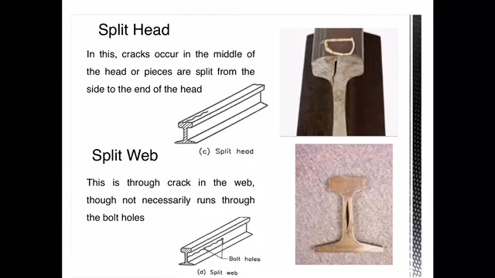And the next is the split head. Here, in the head portion, the cracks occur in the middle of the head, or pieces are split from the side to the end of the head. Such cracks we call the split head. The next one is the split web. This defect particularly occurs in the web portion of the rail section. The cracks in the web occur, though they do not necessarily run through the bolt holes.